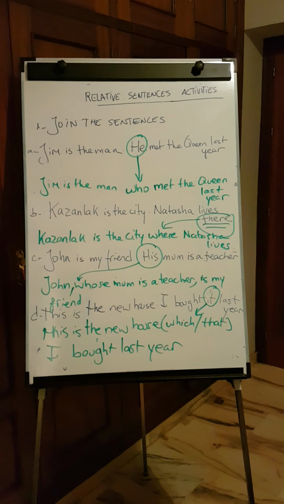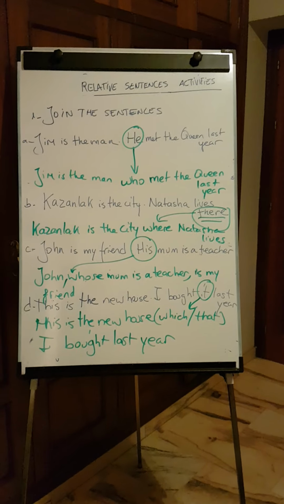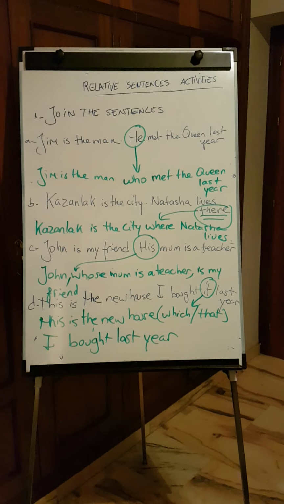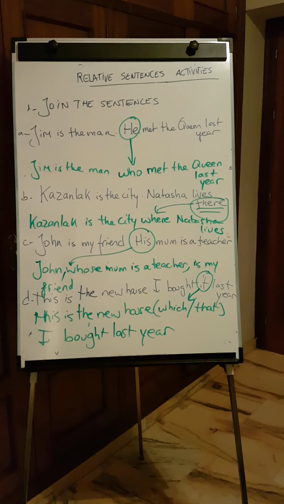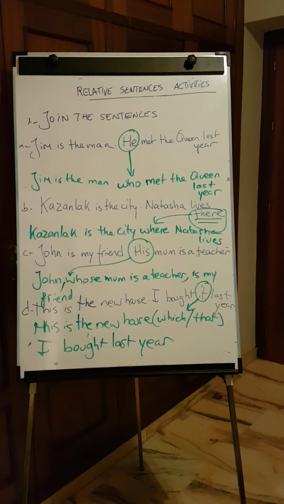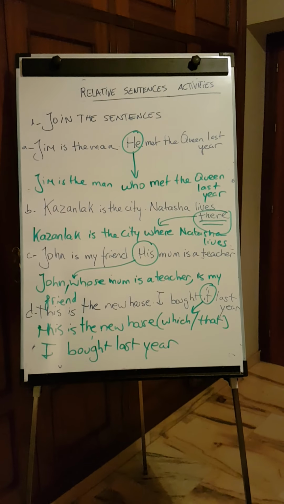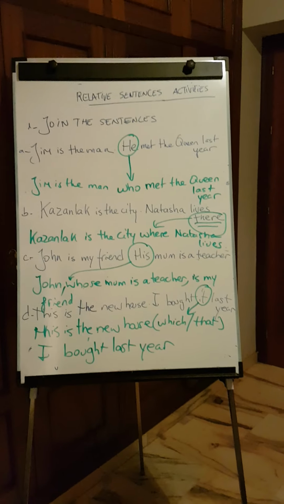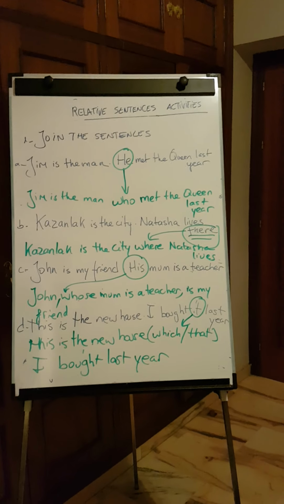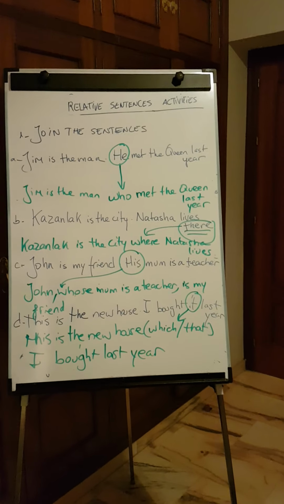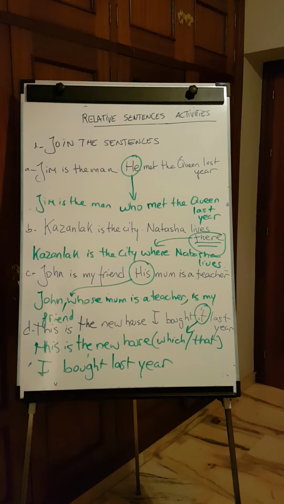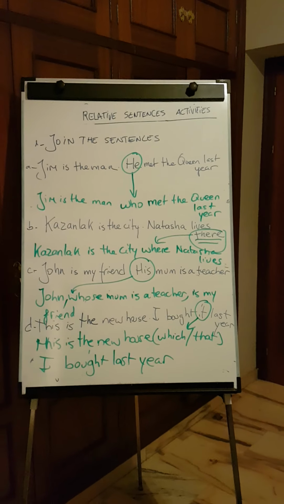Then the next one, we have a non-defining relative sentence. As you can see, there are commas around it, okay? And it's also a possessive. You have: John is my friend, his mom is a teacher. Whenever you are going to use the possessive relative pronoun whose, in the initial sentence you either have a Saxon genitive, for example Peter's, or you have a possessive pronoun, okay? Like in this case, John, whose mom is a teacher, so don't forget to omit his. John, whose mom is a teacher, is my friend.